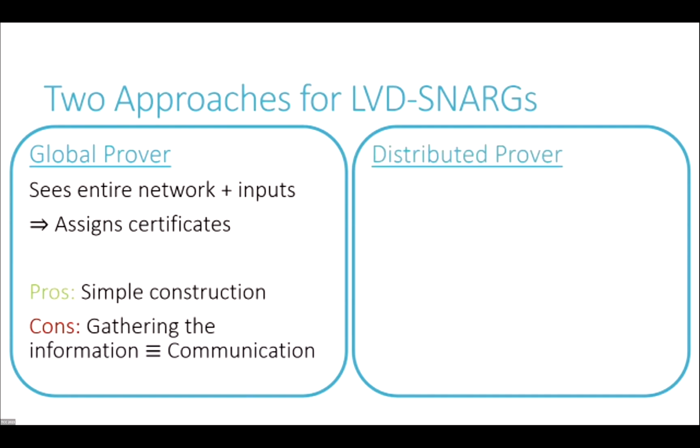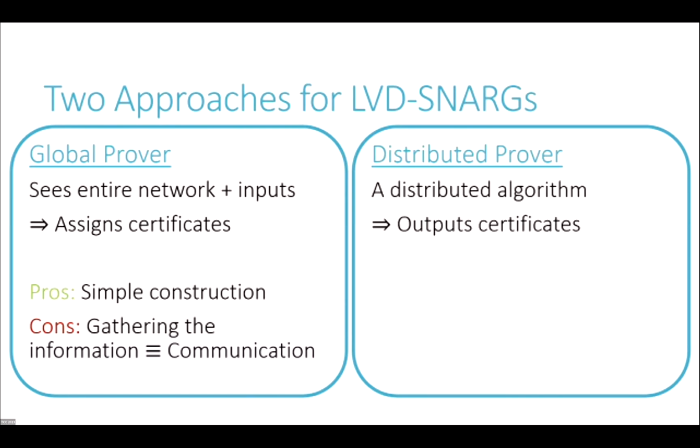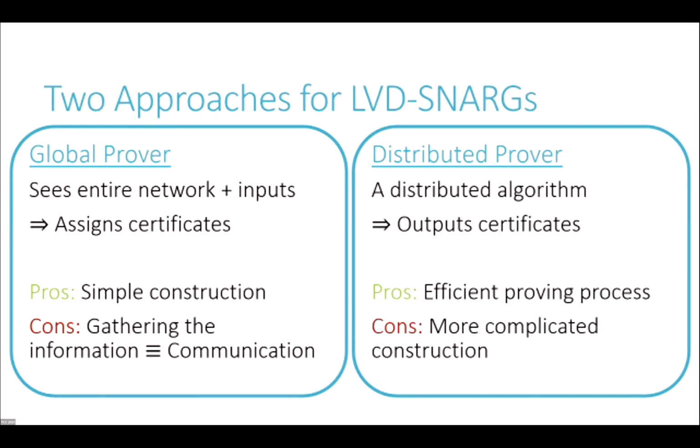So the other approach is of a distributed prover. Here, the prover is a truly distributed algorithm that just outputs the certificates in the nodes. And this yields a much more efficient solution, as nodes do not at any point need to collect the entire information in one place. But it takes much more effort in the construction itself and in its proof of soundness.